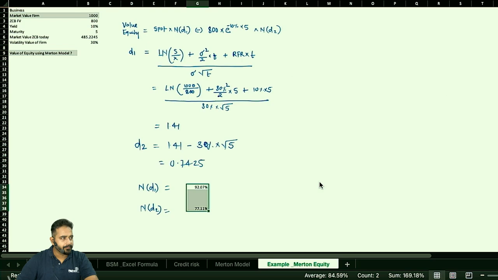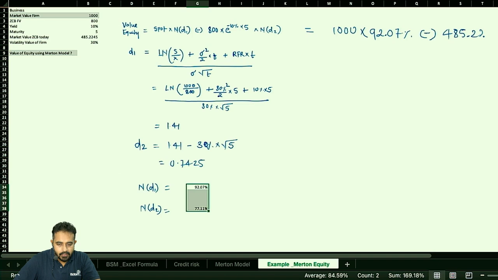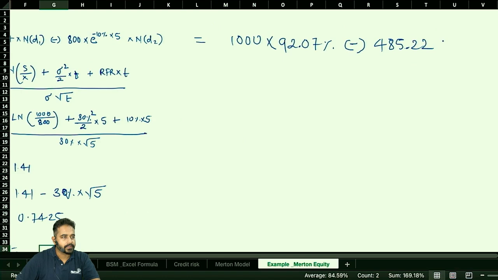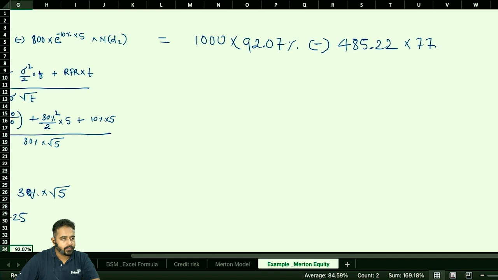Okay, so here, this should be equal to spot of 1000, the value of the firm today, multiplied with 92.07% minus the present value of the strike price. We've already done that, right? The market value of the zero coupon bond today, that's 485.22. This 485.22 is nothing but 800 into e raised to negative 10 into 5, right? It's the same number multiplied with ND2, 77.11%. And there you go, the value of the equity is ready for us.